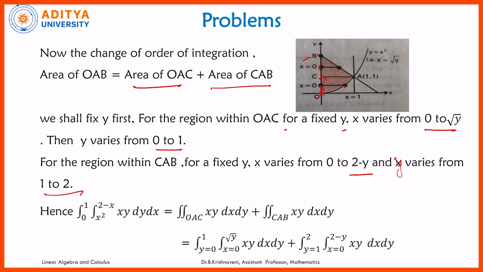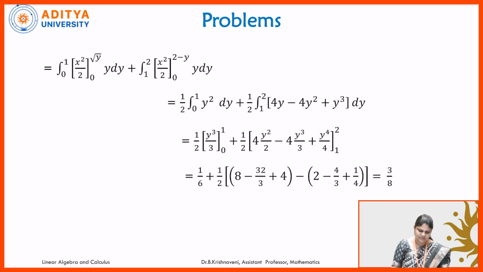Hence, the double integral is changed to the double integral along OAC plus the double integral along CAB, which is equal to the integral y from 0 to 1, x from 0 to root y, xy dx dy, plus the integral y from 1 to 2, x from 0 to 2 minus y, xy dx dy. Now in both integrals, first integrate with respect to x between the limits, then with respect to y between the given y limits.